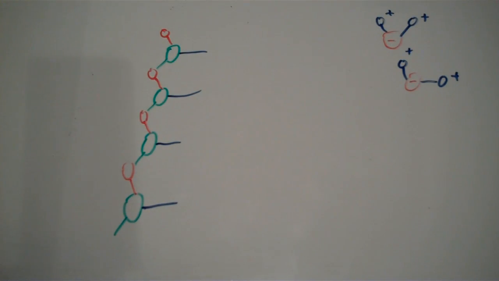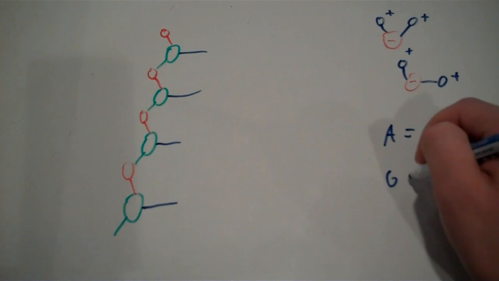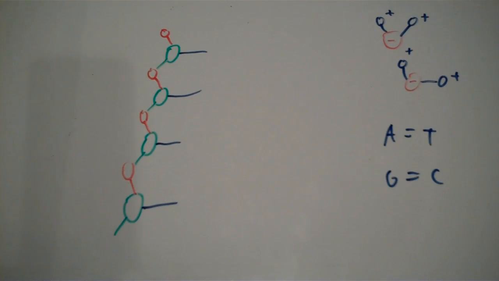And that is essentially what happens with the nitrogenous bases. The slightly positive hydrogen atoms will bond to slightly negative other atoms. They need not be oxygen. Now, another thing is that due to the chemical makeup and structure of nitrogenous bases, a specific nitrogenous base will only bond to a specific other nitrogenous base. So adenine only bonds to thymine, and guanine only bonds to cytosine.